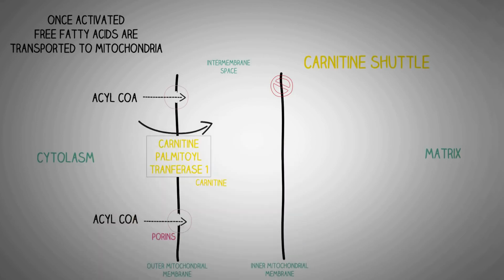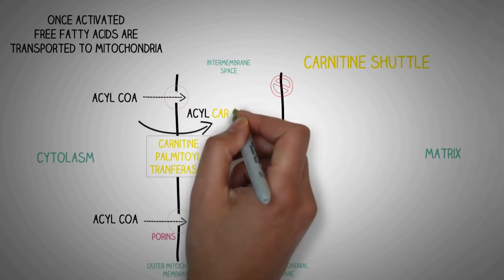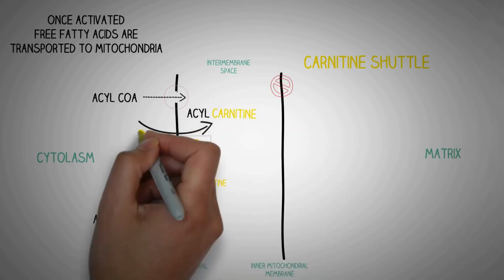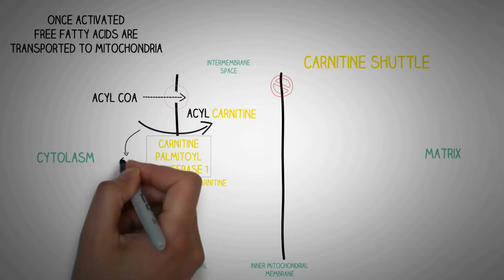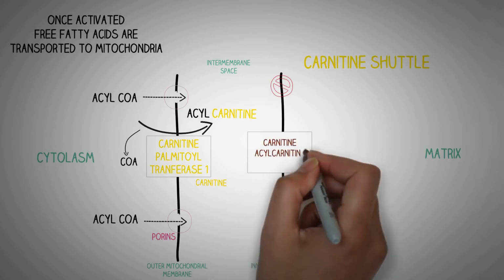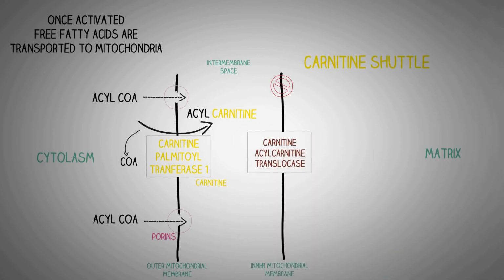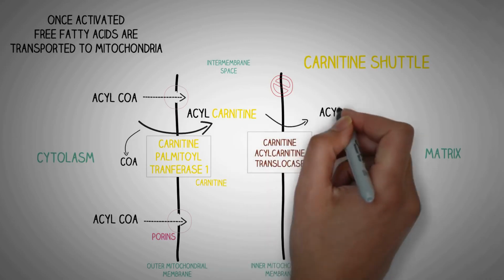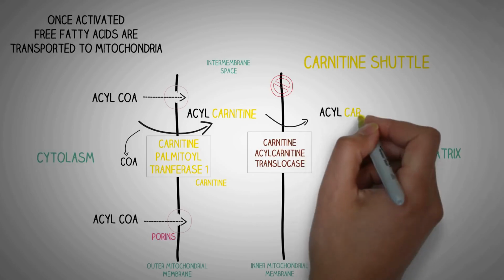The main job of the enzyme carnitine palmitoyl transferase 1 is that it attaches a molecule of carnitine to acyl-CoA. In this reaction, the coenzyme A of acyl-CoA is released back into the cytoplasm, and a molecule of acyl-carnitine is generated inside the intermembrane space. In the next step, the enzyme carnitine acyl-carnitine translocase, which is located on the inner mitochondrial membrane, transports this acyl-carnitine into the matrix of the mitochondria.